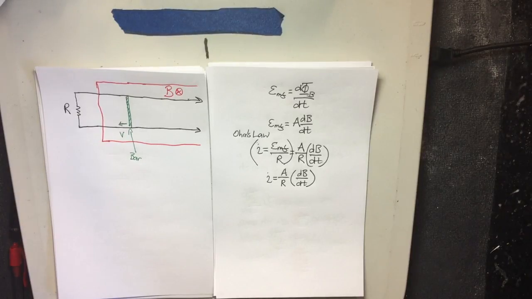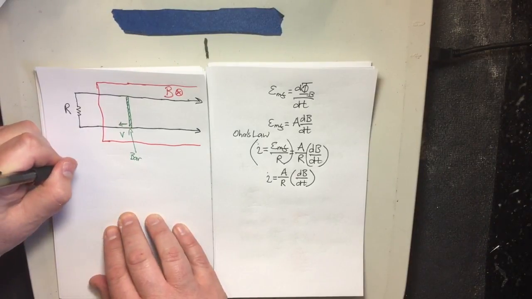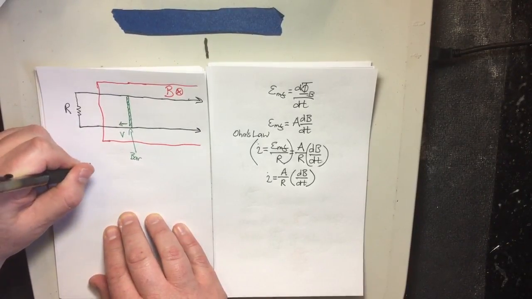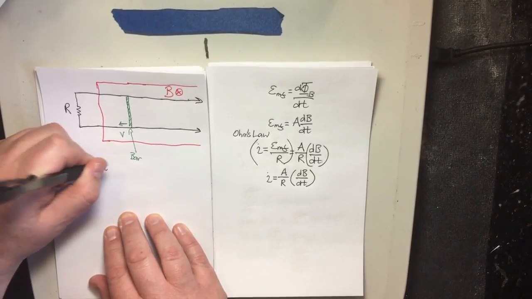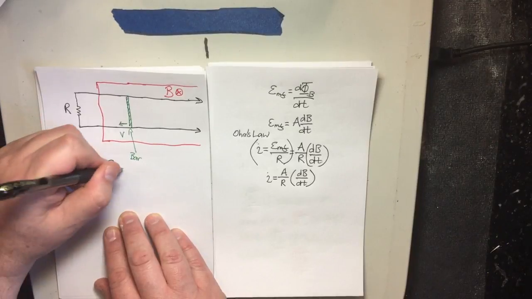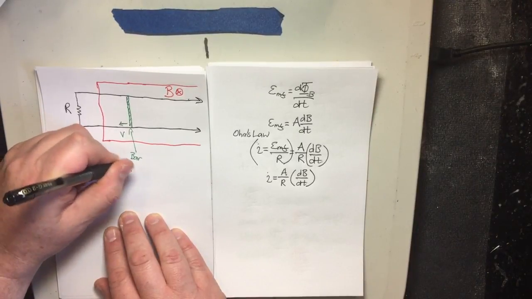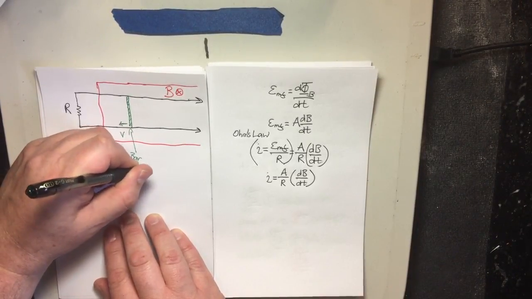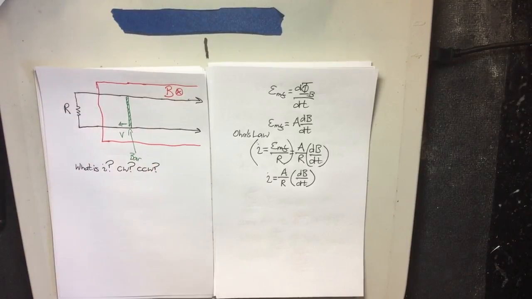So the first question that I have to ask is, what is the current going through the bar? Is it clockwise? Is it counterclockwise? And that's the problem.